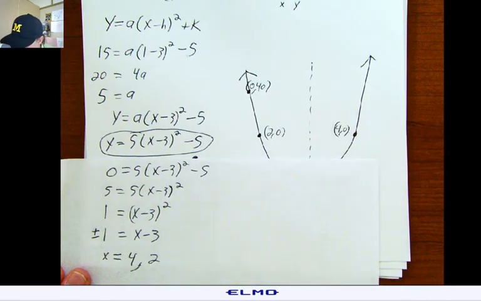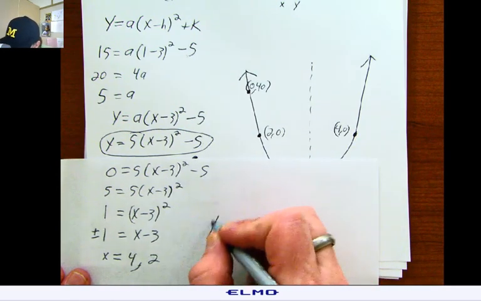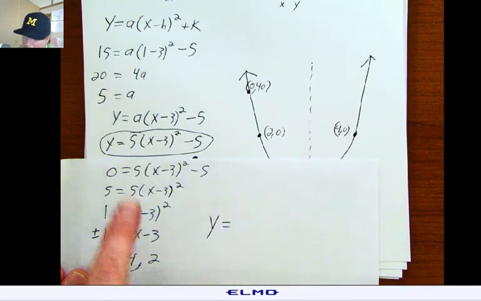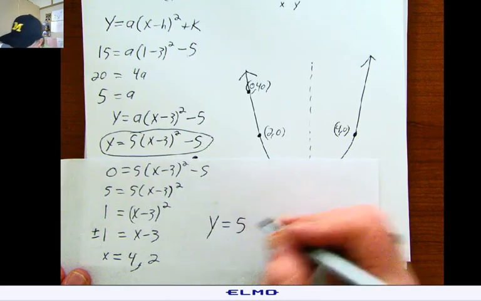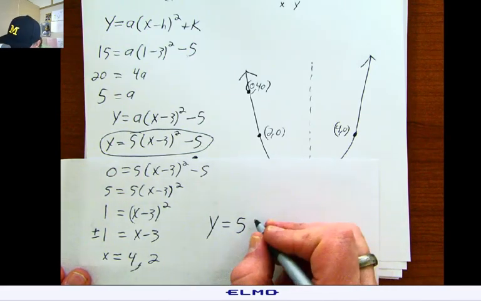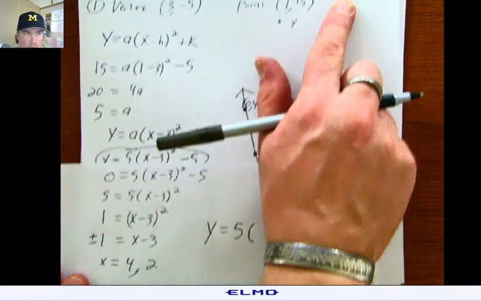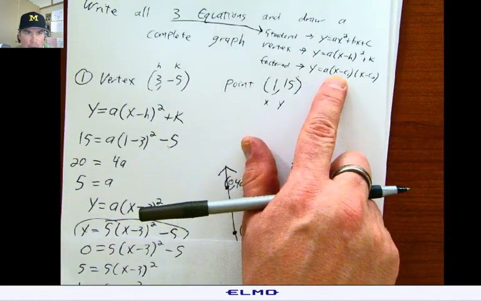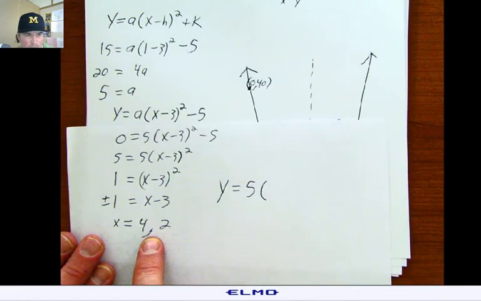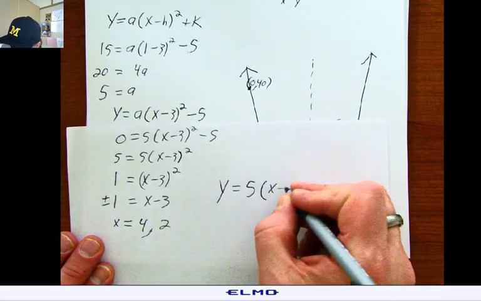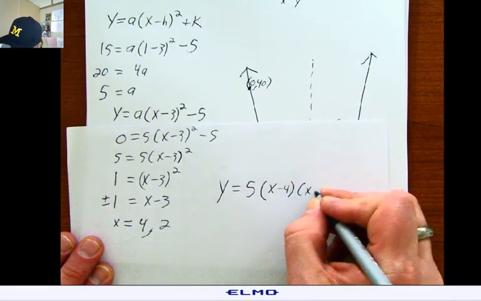But then if I wanted to go from here directly into factored form, I could. I already know that my a term is 5 because that never changes between the 3 forms. And then in factored form, it's x minus c1 and x minus c2, and those c's are 4 and 2. So x minus 4 and x minus 2.